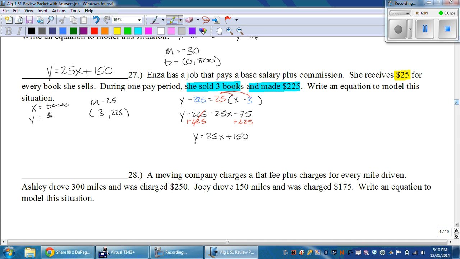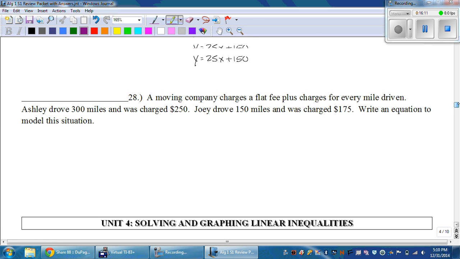Okay, last one for unit 3. It says a moving company charges a flat fee plus charges for every mile driven. Ashley drove 300 miles and was charged $250. Joey drove 150 miles and was charged $175. Write an equation to model this situation.